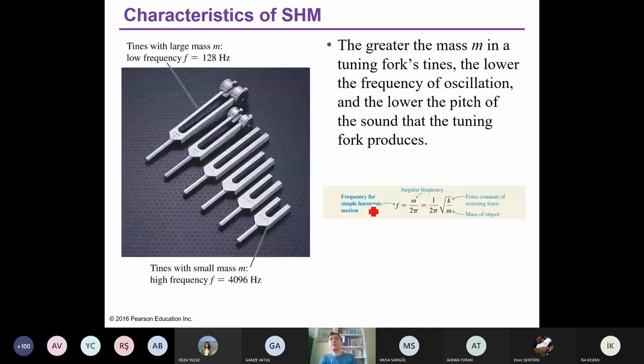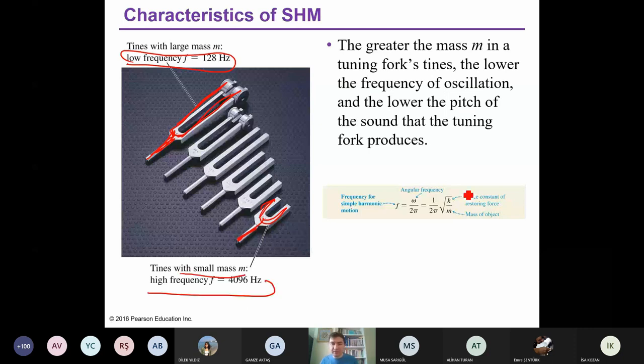So, what about real applications? Here we have tines with different sizes, with different masses. This is the tine with the biggest mass and biggest size, okay? Then it has low frequency. Frequency is 128 Hz. And here we have the smallest of the tines. It has the smallest mass and smallest size. So due to its small mass, it has high frequency.